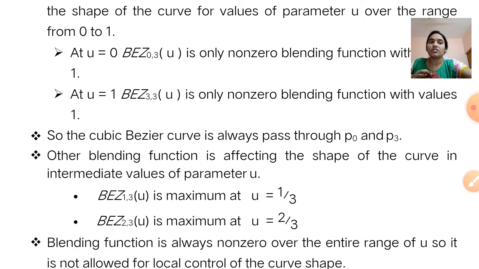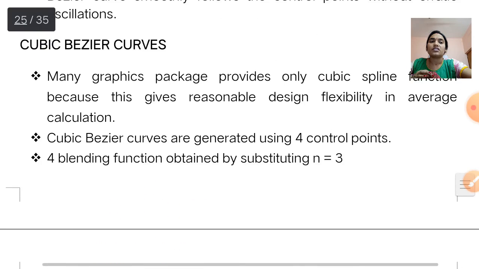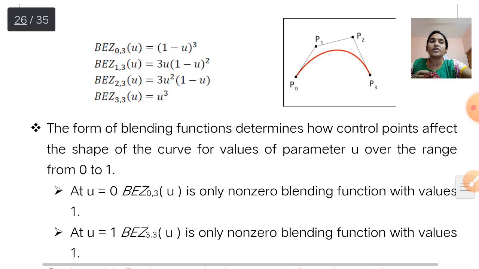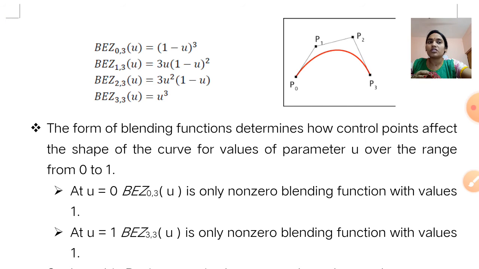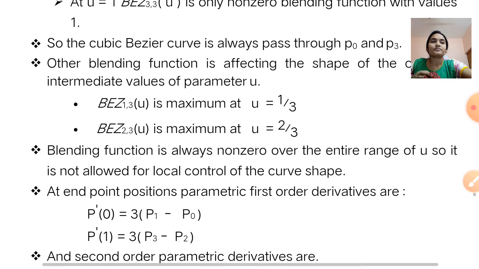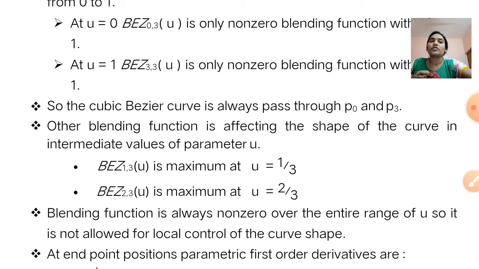So in the diagram also we see that the curve only passes through P0 and P3. All the points are there, but the curve is not connected to the others. Okay. So the cubic Bezier curve always passes through P0 and P3. Other blending functions affect the shape of the curve at intermediate values of parameter u.